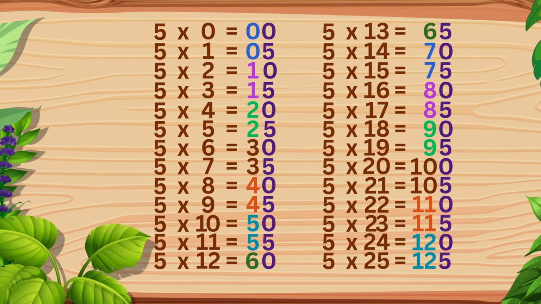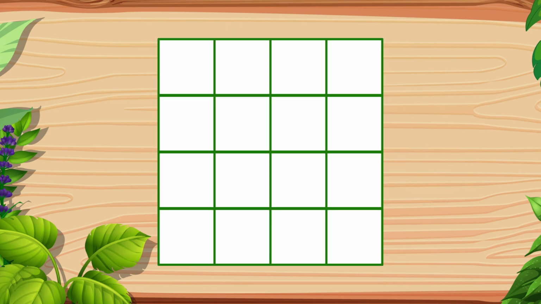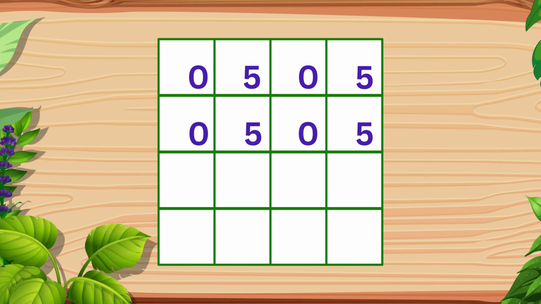Cool, isn't it? Here's a bonus trick to make learning the 5 times table even more fun, using a simple grid with 4 rows and 4 columns. Step 1. Fill in the ones' digits. In the top row, starting from the left, write the numbers 0, 5, 0, and 5. Now, follow this same pattern for the rest of the rows. It's just 0, 5, 0, and 5, repeating all the way down.